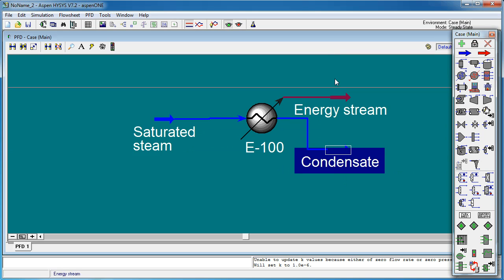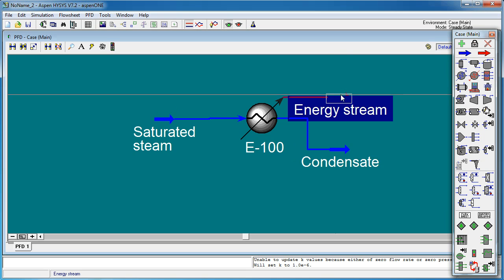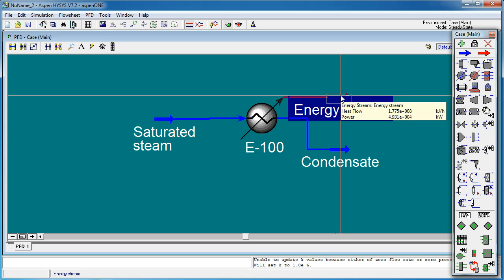If we compare that value of 1.77 by 10 to the 8th kilojoules per hour with a hand calculation, they compare quite close. So in terms of kilowatts, it's 4.93 by 10 to the 4 kilowatts calculated by HYSYS, and we calculated 4.94 by 10 to the 4 with our hand calculation. And the small difference essentially arises from the difference in heat capacity. So HYSYS uses polynomials to calculate the heat capacity quite accurately, and in our hand calculations we use mean specific heat capacities.